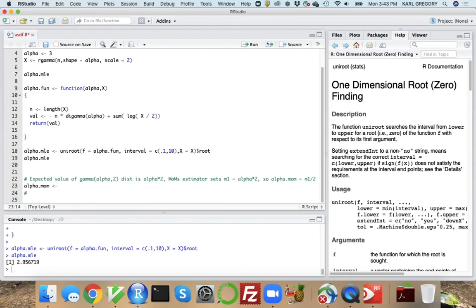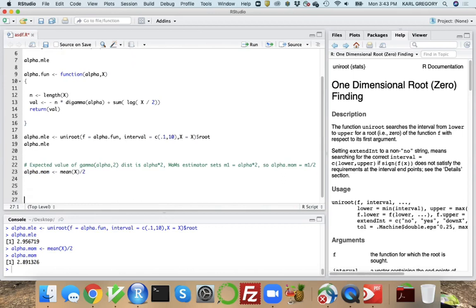m1 is the mean of x, so it's the mean of x divided by 2. That's the method of moments estimator. We get something that's not too far away from the maximum likelihood estimator. Method of moments was 2.89. MLE was 2.957. That's pretty interesting, but it'd be more interesting if we ran a kind of simulation.